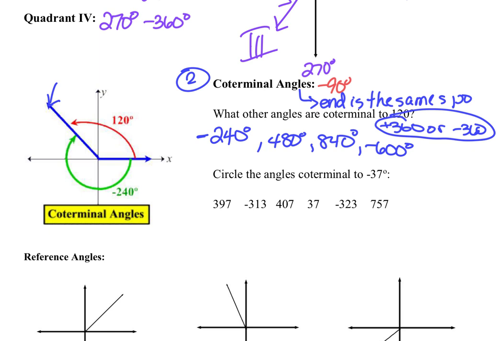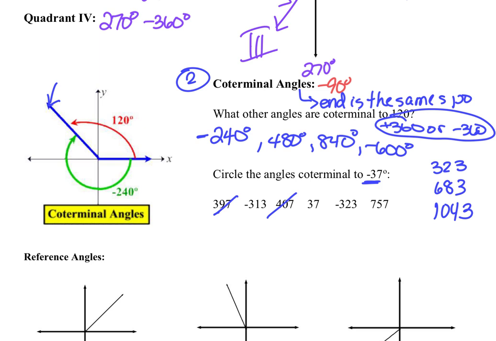Okay, so if I want to know if these angles are coterminal to negative 37, all I have to do is take negative 37 and add 360 to it. If I add 360 to it, I get 323. That's not there. If I add another 360, I get 683. Nope. Okay, so it's not this one, no. I went 323, 683, add another 360, I get 1043.